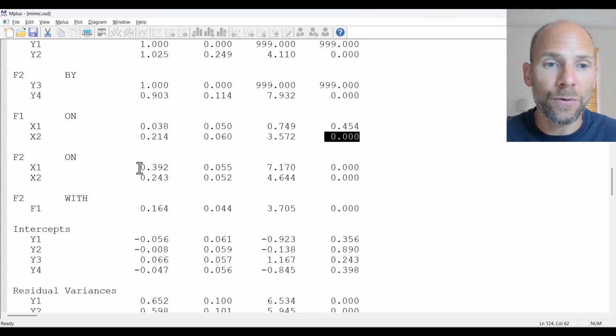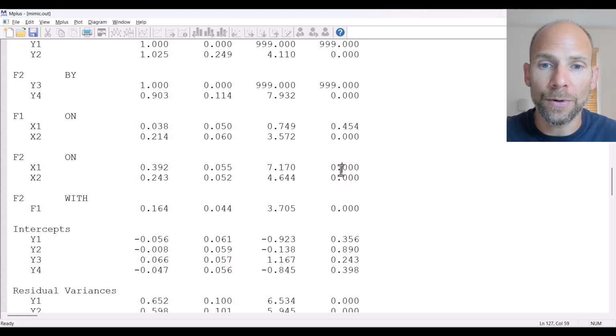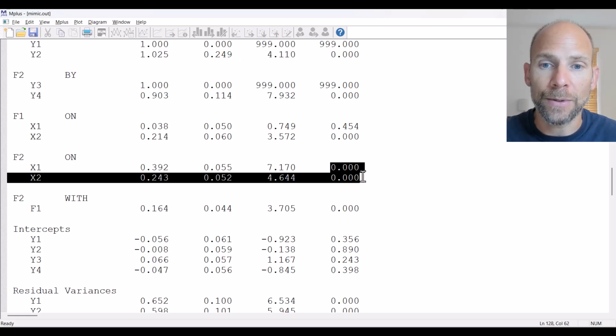For the factor f2, both covariates have a significant coefficient. So you can see these are larger, and also you can see here that the p-values are very small. So both x1 and x2 are associated with f2.